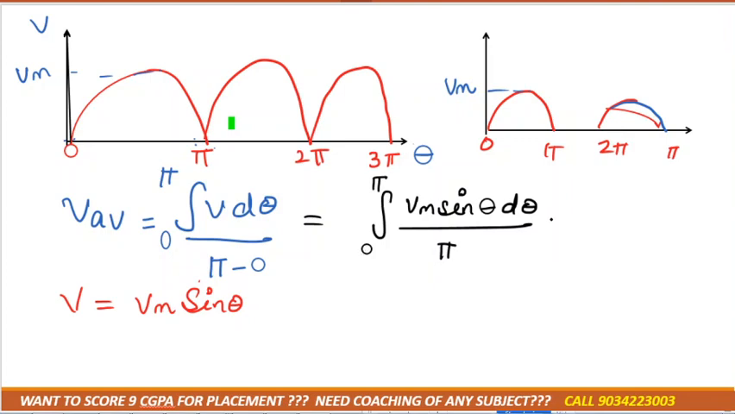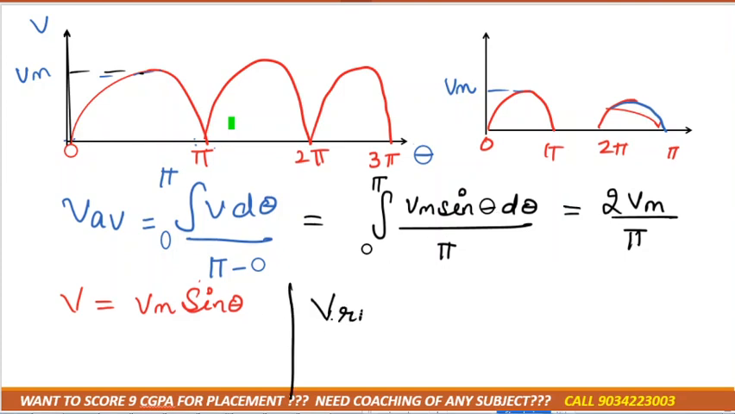Correct? If we solve it by the integration, then we'll get the same thing, that is 2Vm divided by pi. Vm we know, or they'll give you, then we'll get it.